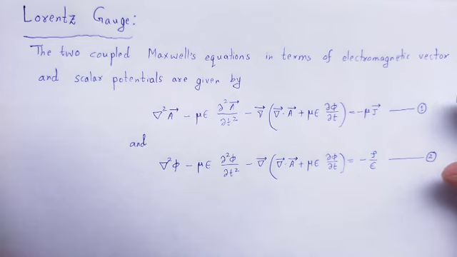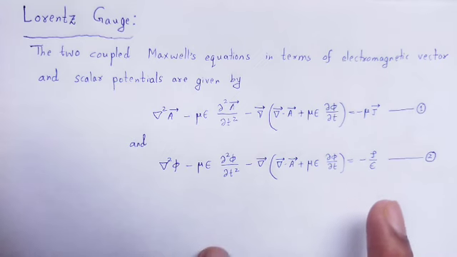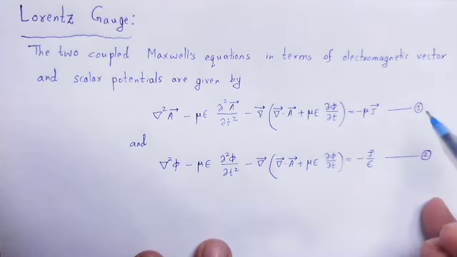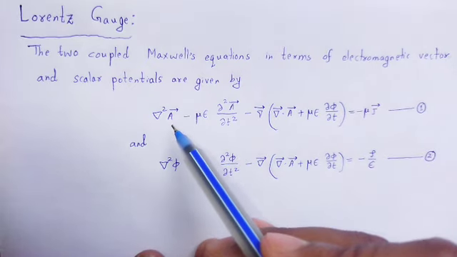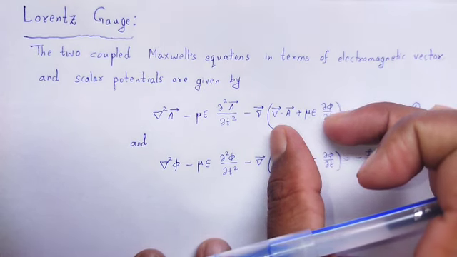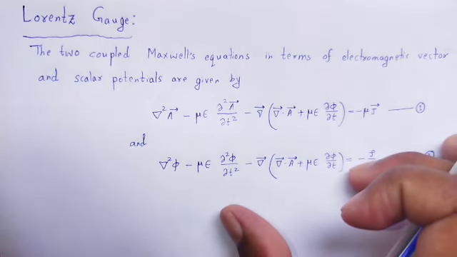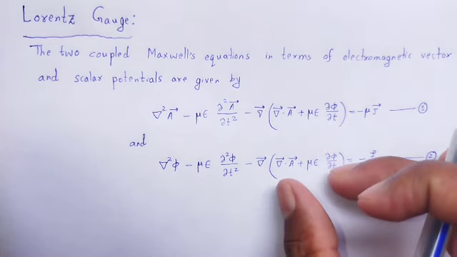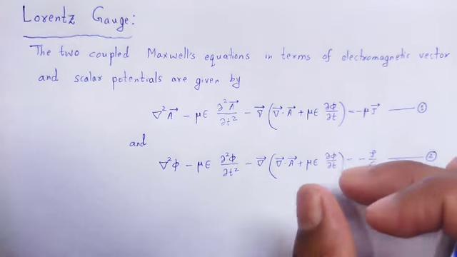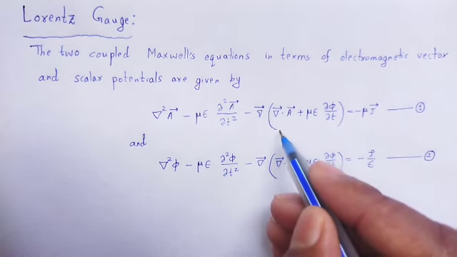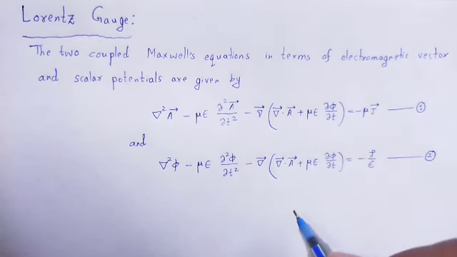These two equations are already derived in the chapter named scalar and vector potentials, that is, Maxwell's equations in terms of scalar and vector potentials. Here, equation 1 becomes purely in terms of vector potential when that bracket term is 0, and again, equation number 2 becomes purely a function of scalar potential when that bracket term is 0. The condition to make that bracket term equal to 0 is called the Lorentz condition.